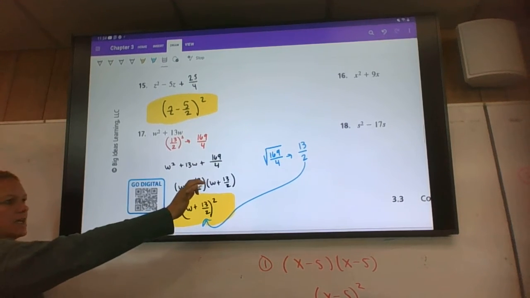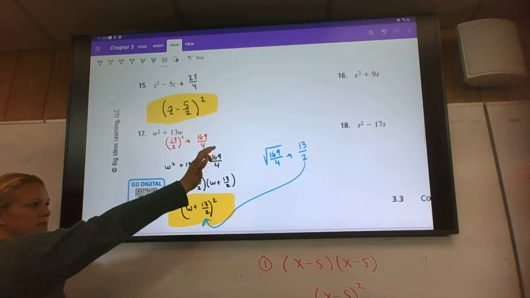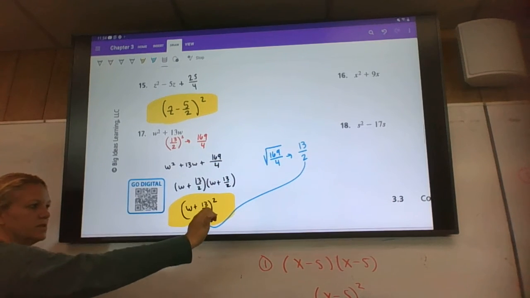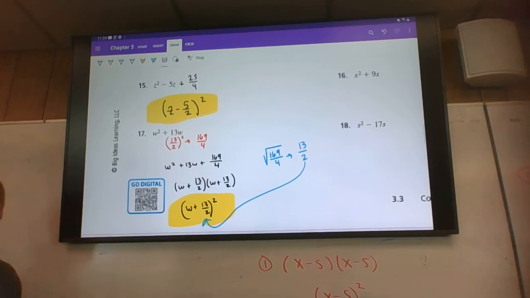So to factor, you square root 169, that's a 13. Square root 4 is a 2. And so you just have these square roots in the factor. Leave it a fraction. If we were to simplify it, you can't leave a radical on the bottom. The top is fine.